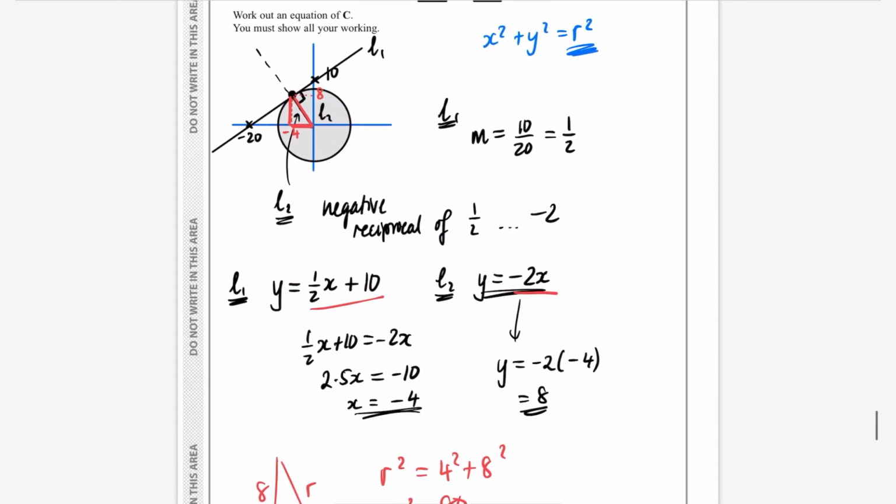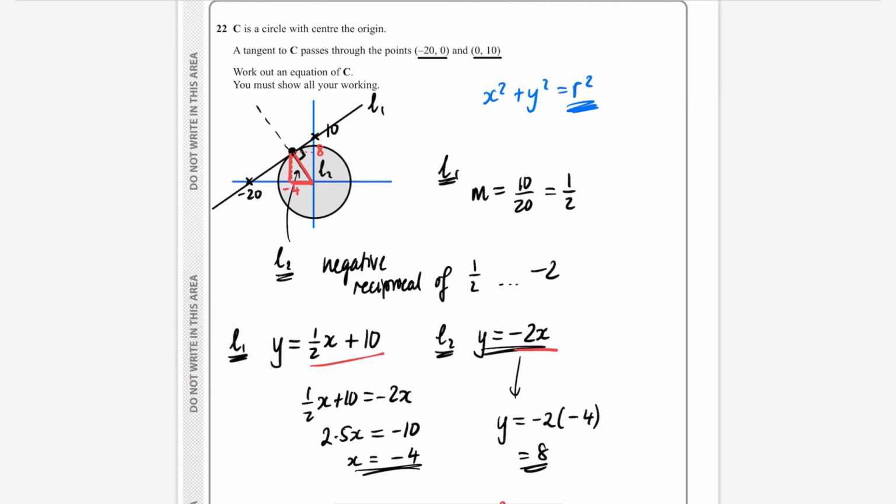If you like this kind of thing though, this is exactly what A-level maths is going to be like.